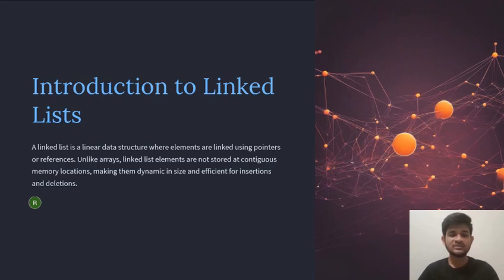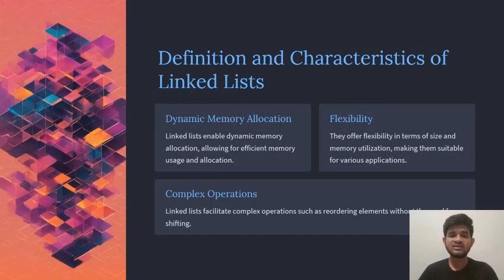A linked list is a linear data structure where elements are linked using pointers or references. Unlike arrays, linked list elements are not stored at contiguous memory locations, making them dynamic in size and efficient for insertions and deletions. Now let us see the definition and characteristics of linked list.